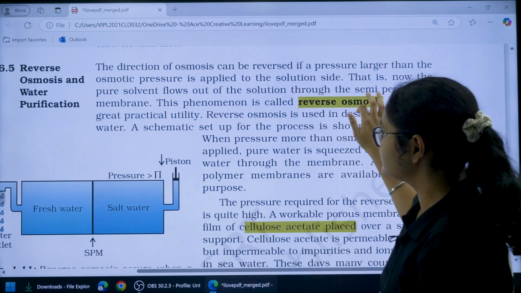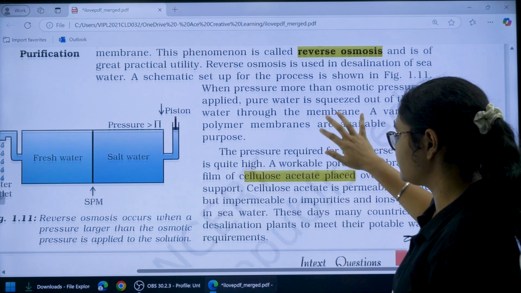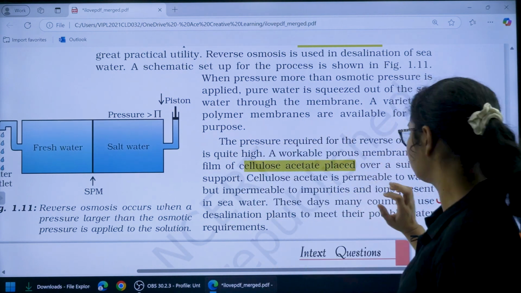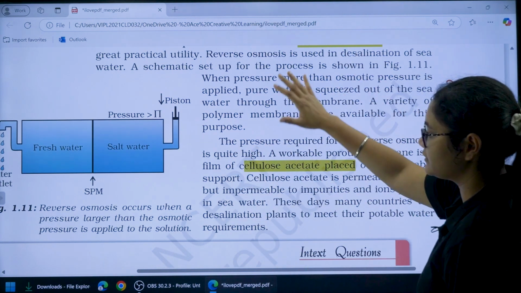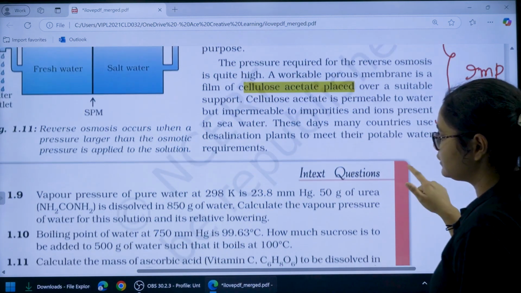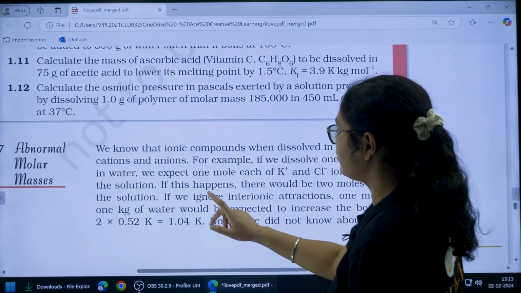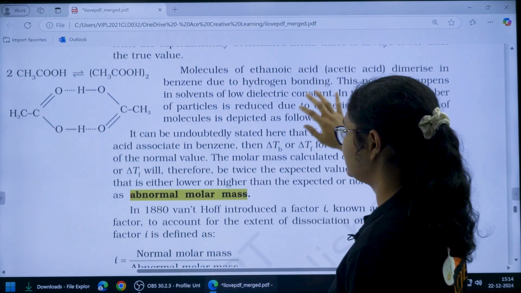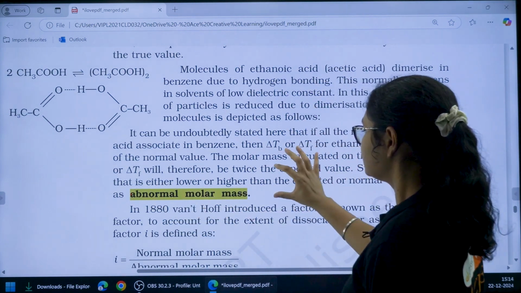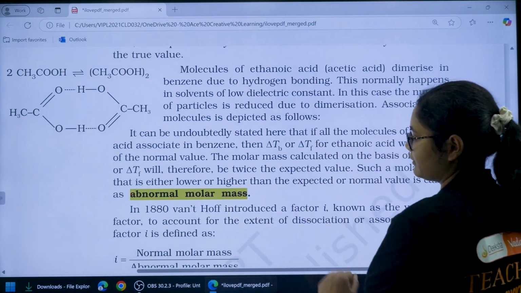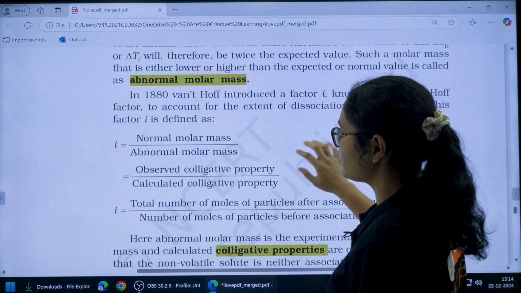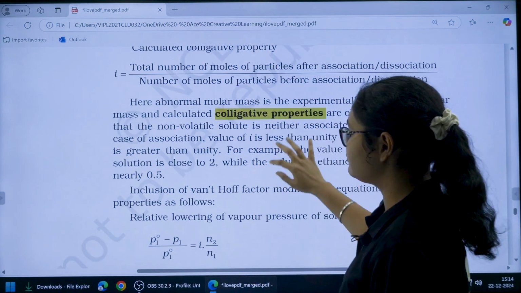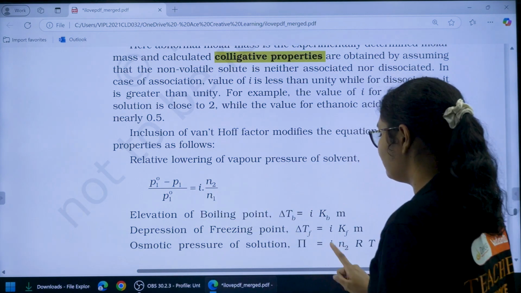Next, coming to reverse osmosis, what is the definition of reverse osmosis, and the application of reverse osmosis? Here it is desalination of water. This whole paragraph is important. Next we have abnormal molar mass. First of all you should be knowing the definition of abnormal molar mass, so write down this definition. Then the formula of the Van 't Hoff factor you should be knowing. Then how the colligative properties are calculated using the Van 't Hoff factor.